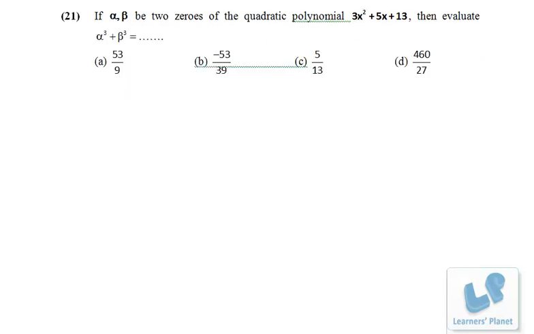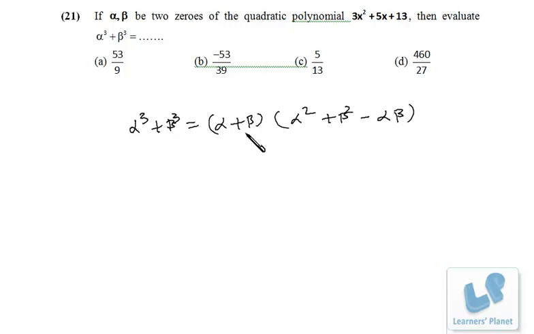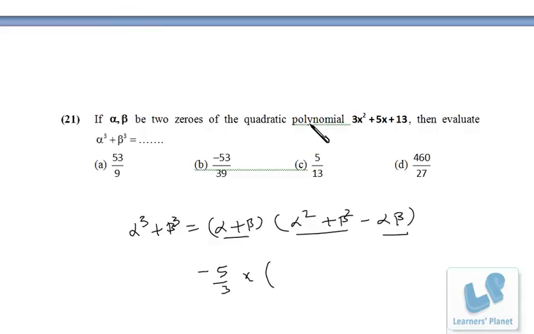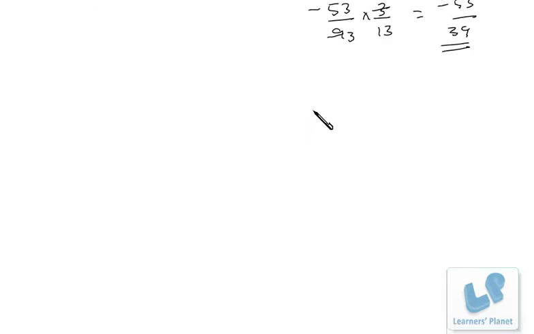Now for the same equation, we have to find the value of alpha cube plus beta cube. We can factorize alpha cube plus beta cube. So that's alpha plus beta times alpha square plus beta square minus alpha beta, right? Now we can directly put in the values of the given expressions. We know alpha plus beta is minus 5 by 3. We have already calculated alpha square plus beta square as minus 53 by 9. Right? So I just put in the value of alpha square plus beta square directly.